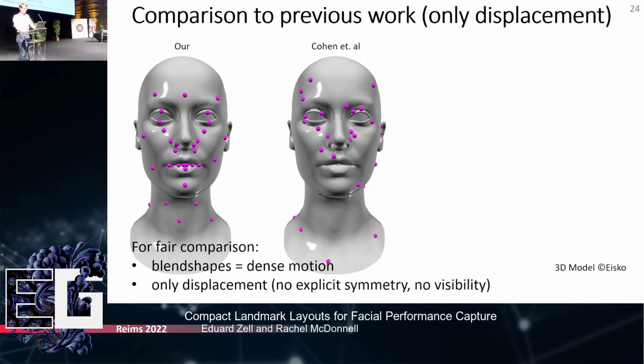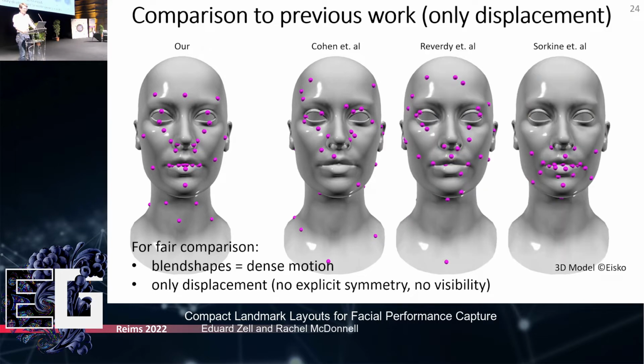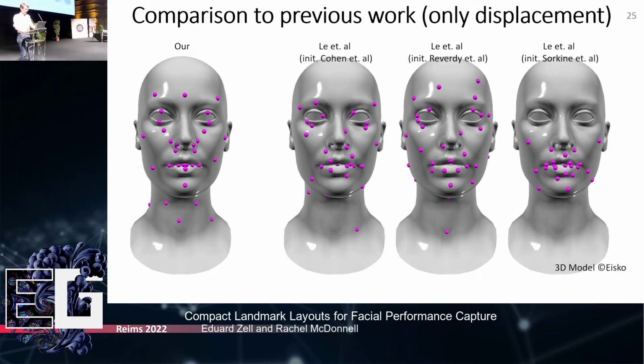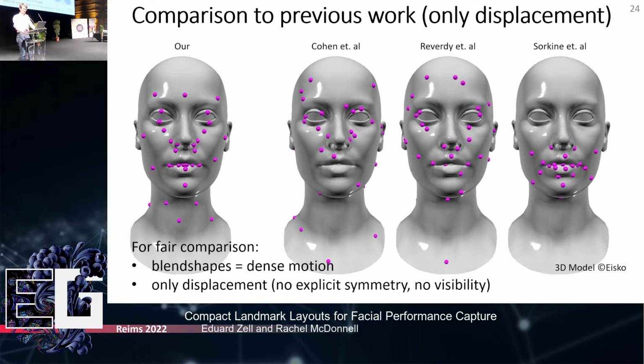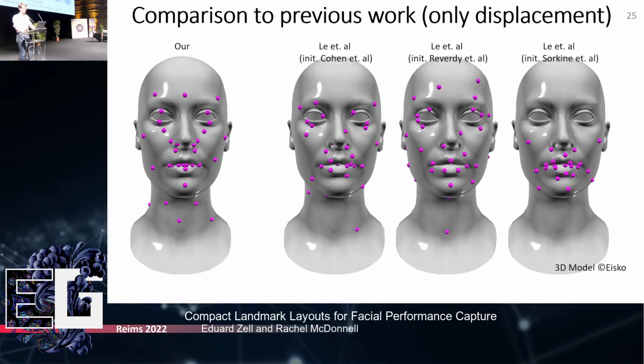This is the result from Cohen et al., Reverdy et al., and Sorkin et al., which is kind of a variation of the method of Lee et al. Notice the outliers for the methods of Cohen and Reverdy. And these are the layouts generated by the method of Lee et al., where we use the previous methods as initialization. And notice that the method is very prone to local minima. So there's a high similarity between the initial layout and the final layout.